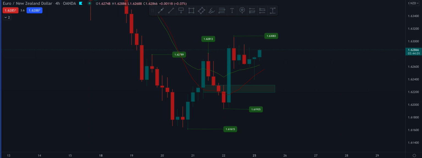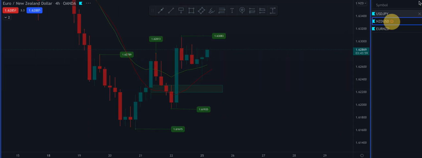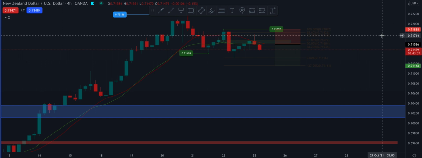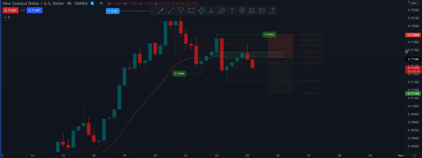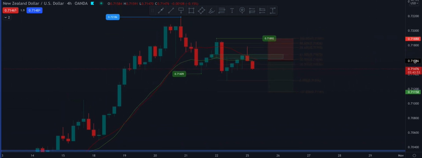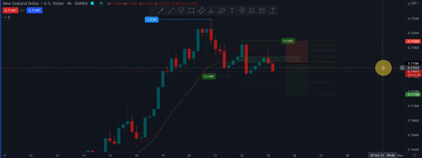So the next pair that I do want to take a look at is going to be New Zealand USD, which is actually a trade I am currently in at the moment. Okay, so this one may have left. Okay, so let's go ahead and break this pair down.